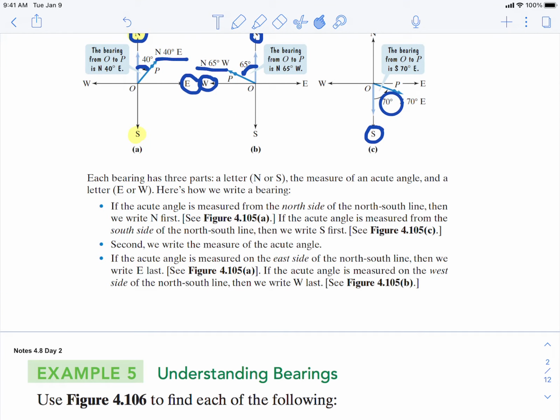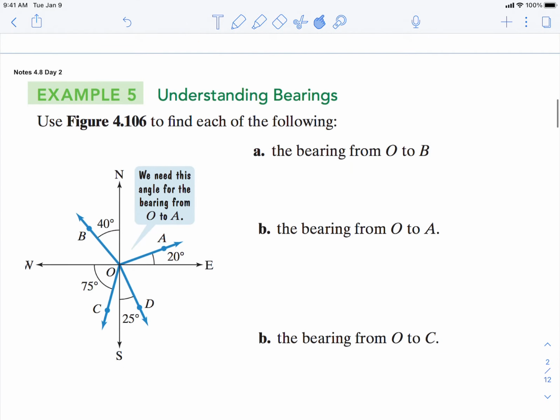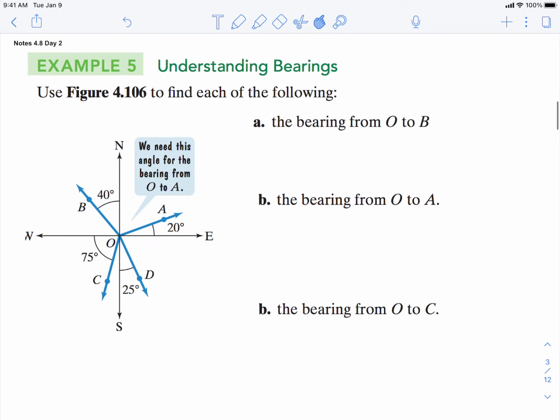Each of these bearings has the letters north or south, the measure of an acute angle, and then the letter E or W. So here are the examples written out and explained from what I just talked about. So here's our first example that you might see similar in your first assignment problem set: use this figure to find each of the following bearings.